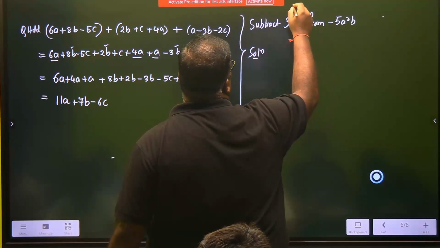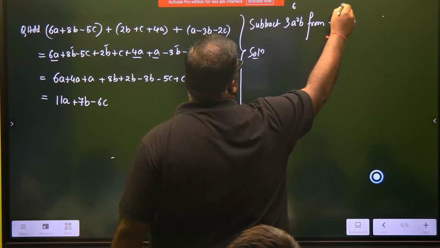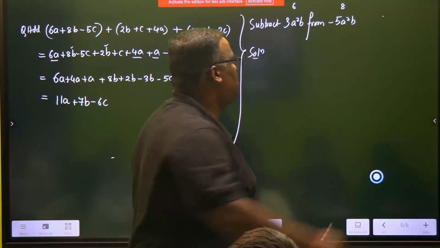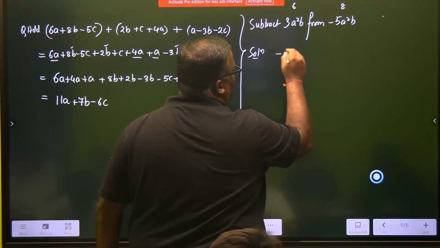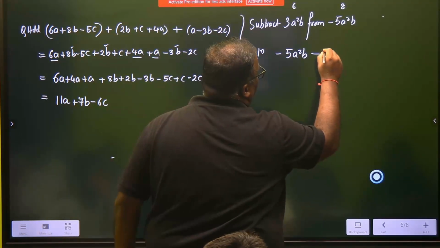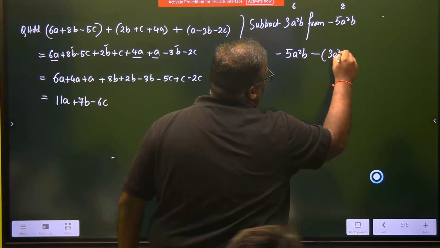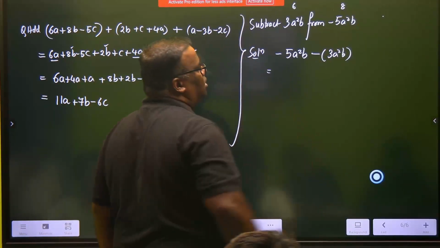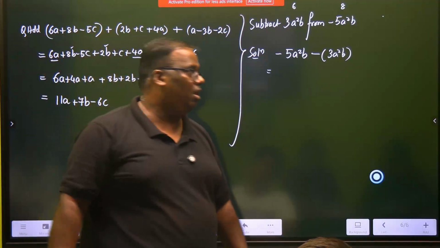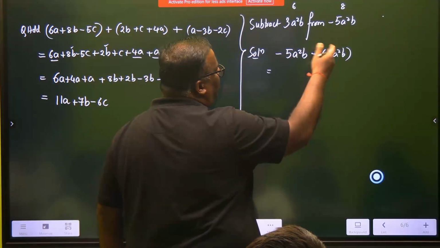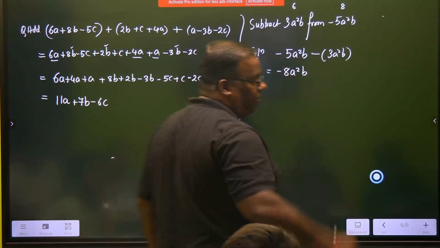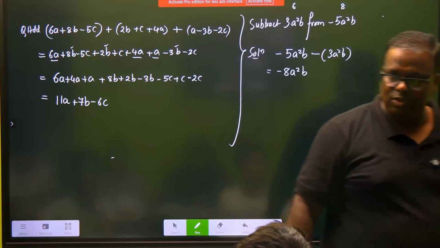You always make it simple. Subtract 6 from 8: how will you write the question? As 8 minus 6. So we will write it as negative 5a square b minus 3a square b. Have you understood? Now negative and negative will always add up. A square b: negative 5, negative 3 is negative 8. So negative 8a square b. The answer is done. Have you understood? Yes, sir.